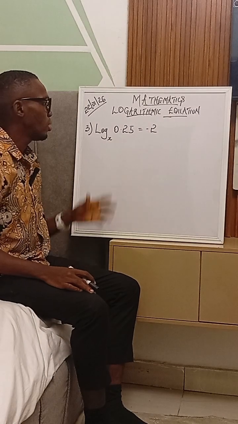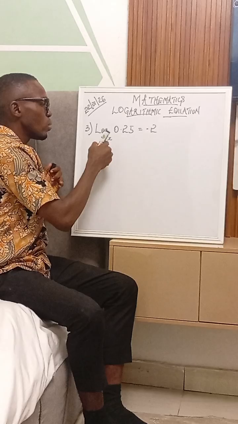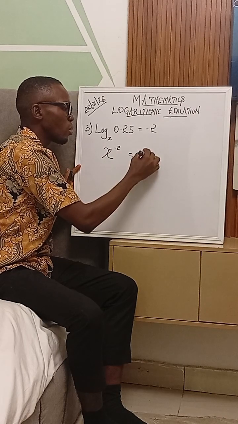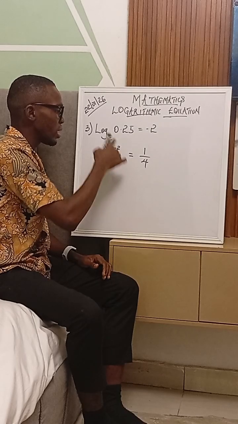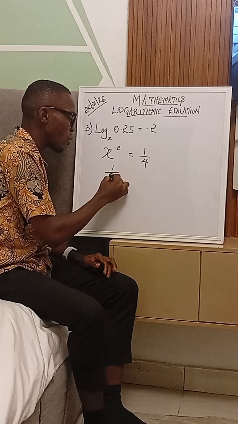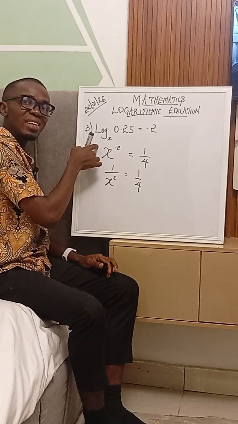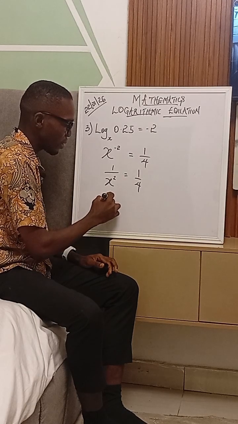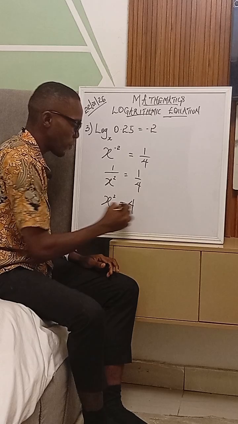Now, question number 3. Number 3 looks somehow like number 1, right? So what do we do? x raised to the power of minus 2 will be equal to 1 over 4, if you convert it to a fraction. From here, this changes to 1 over x to the power of 2 equal to 1 over 4. That is the negative index. From here, we can cross multiply. I then have x power 2 equal to 4.